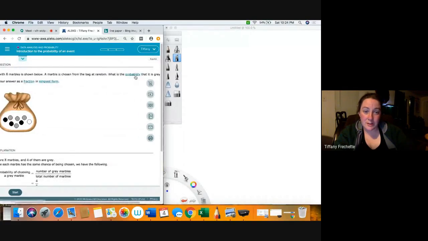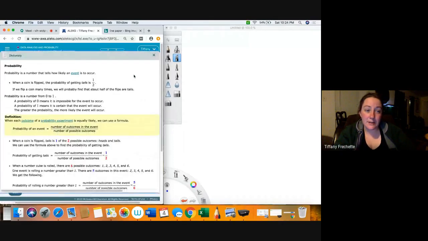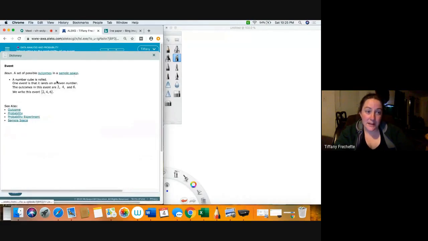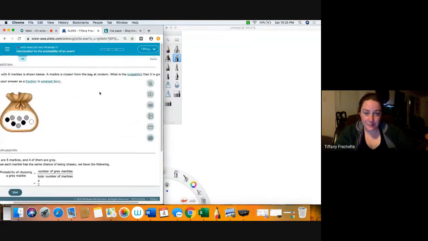All right, so there's a couple words here. Probability is one that we might want to click on. Probability is the number that tells you how likely an event is to occur. You can even click on event within here, and it says a set of possible outcomes in a sample space. If you didn't know what that means, you could even click on outcomes, the result of a probability experiment. A probability experiment is like pulling marbles from a bag or flipping a coin or something like that. So this dictionary can keep going and going to see what it means.